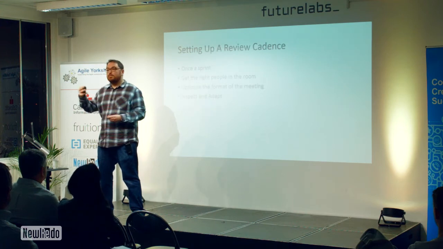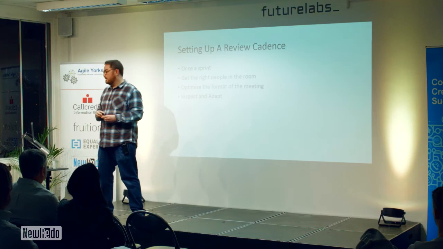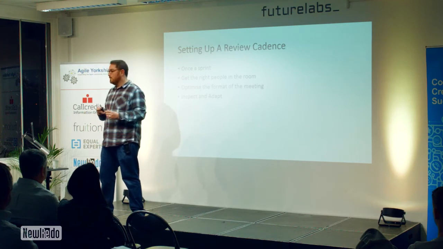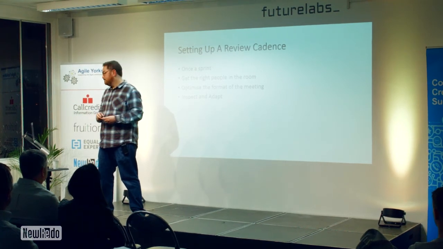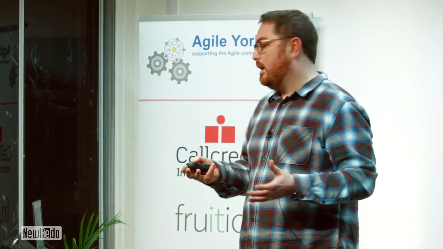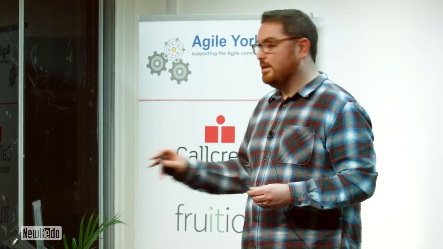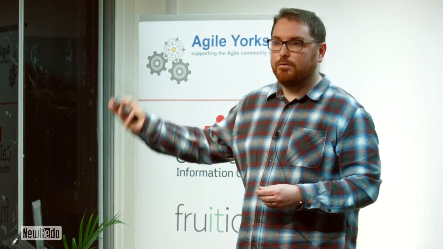So we set up a cadence by which to continuously review this. We did it after every sprint. We got the right people in the room. What was really important, obviously, is that the team are the number one stakeholder in that conversation. We optimized the format of the meeting. We don't want to be arguing about the process or what these graphs show. We all understand the graphs, and therefore we can focus on having a conversation about the insights that we're getting. And this is just a place to start. So inspect and adapt, we will evolve from here.